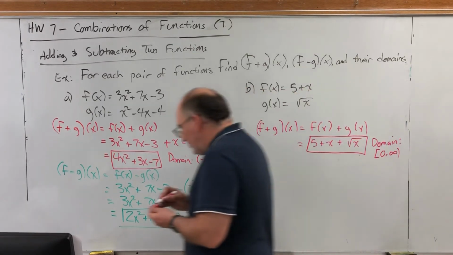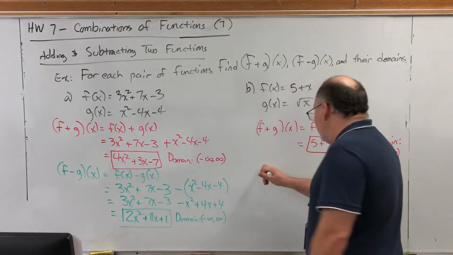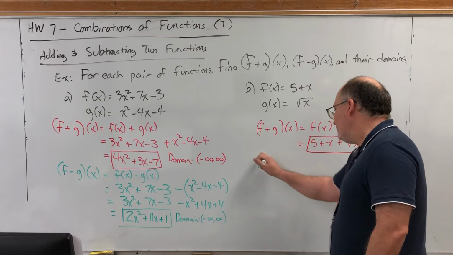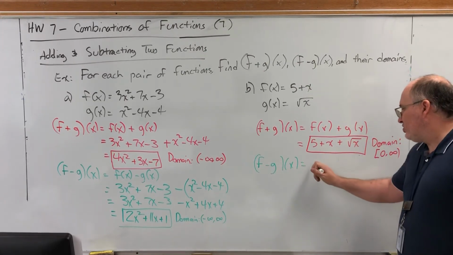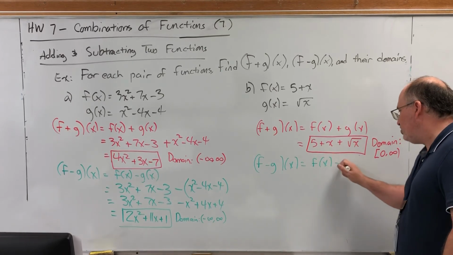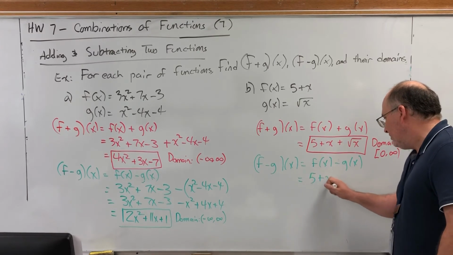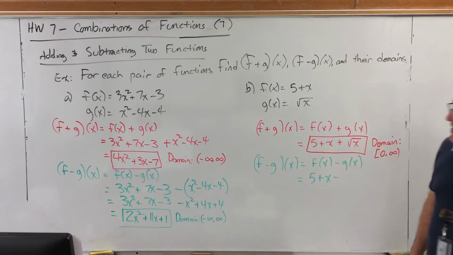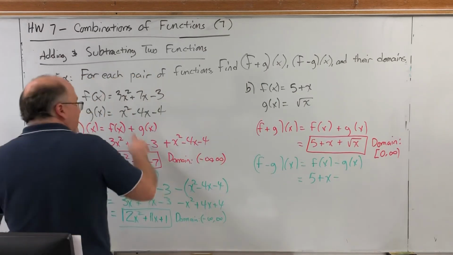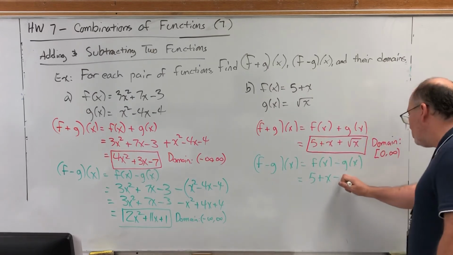And pretty much the same thing for the subtraction problem. In fact, the only difference in this one between the addition problem and the subtraction problem is the minus in the middle. To find f minus g of x, we just write f of x minus g of x. F of x is still 5 plus x. Here's the minus. I don't need parentheses on the second function because the second function only has one term. It's only when that second function has multiple terms where you need parentheses. So I can just write the square root of x.